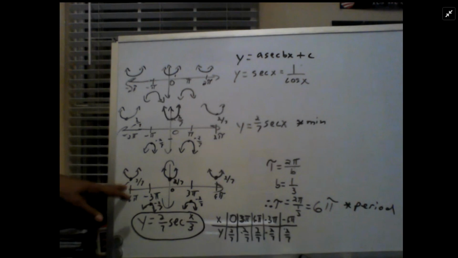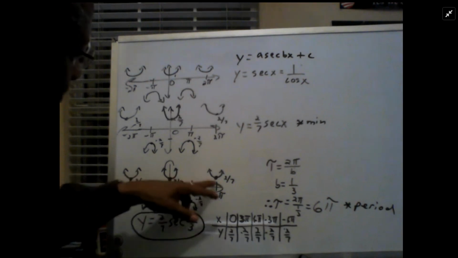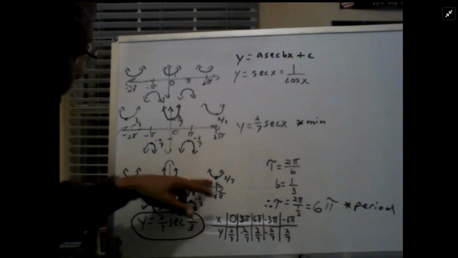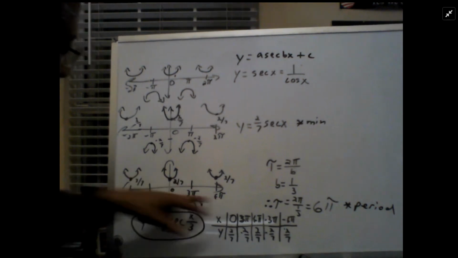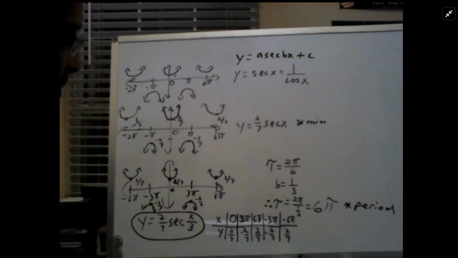So therefore, we do have the minimums at 2/7. They didn't ask for it, but we have the maximums at negative 2/7, and we have the period at 6 pi, which is what the person asked for.